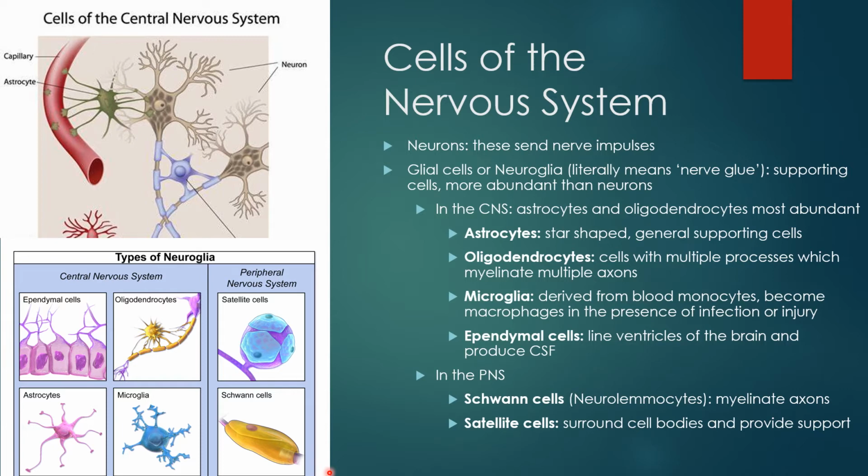In the peripheral nervous system, your glial cells consist of Schwann cells, which myelinate axons. So this is your Schwann cell. It's similar to oligodendrocytes, except Schwann cells only myelinate one neuron at a time. Satellite cells surround the cell bodies and provide support. That's why they're called satellite cells. They circle around the cell.